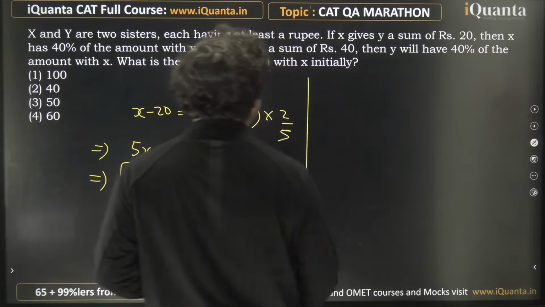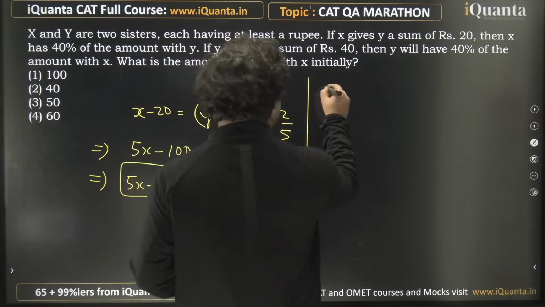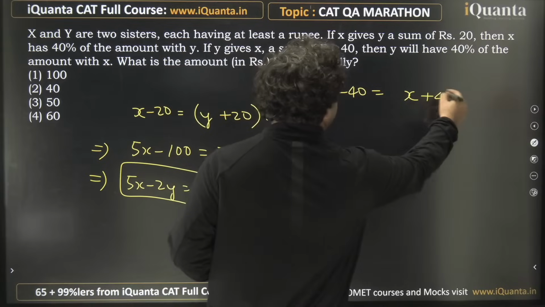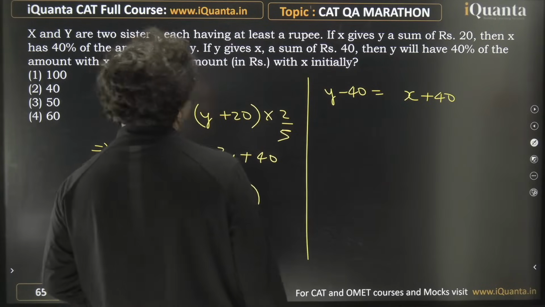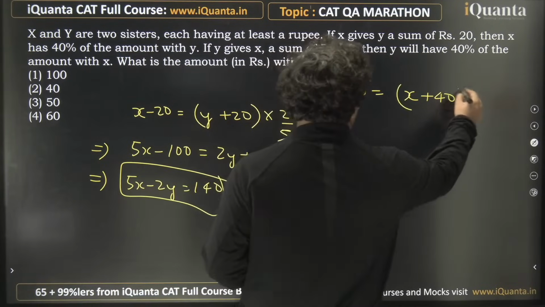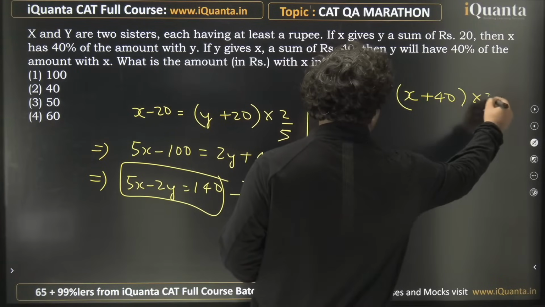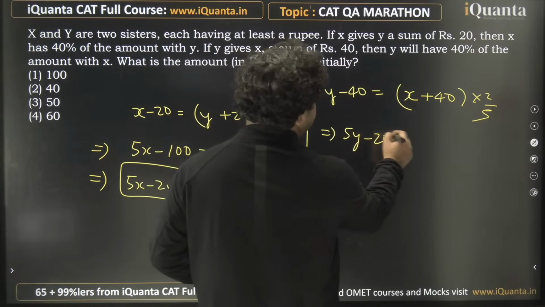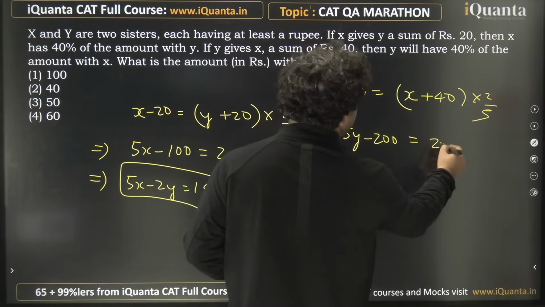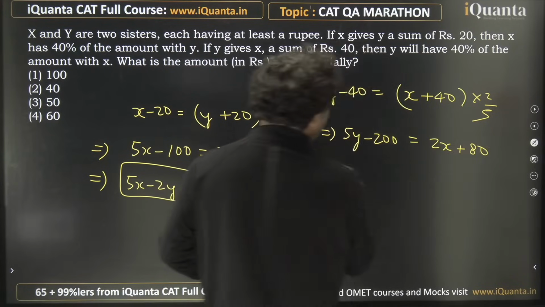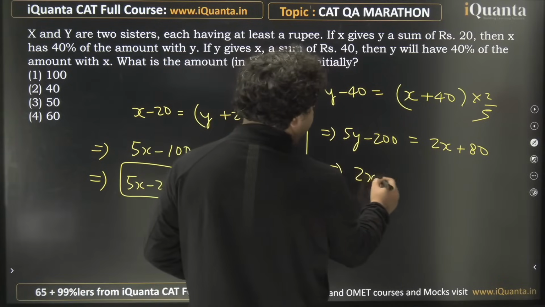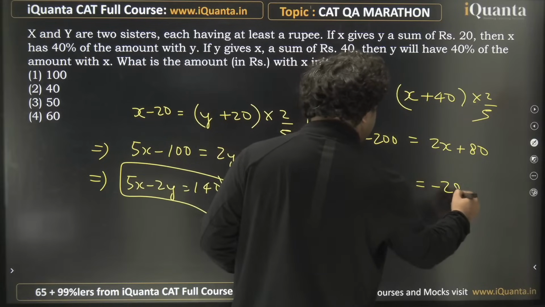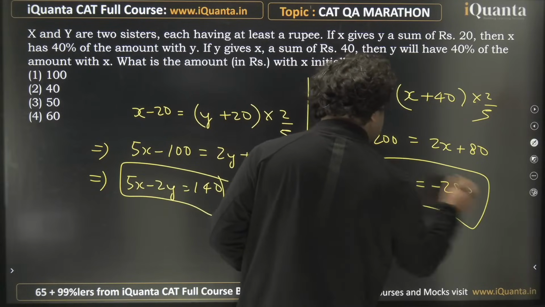If y gives x a sum of rupees 40, that means y will have y minus 40 and x will have x plus 40. Then y will have 40% of the amount with x. Multiply this by 2 by 5, again cross multiplication. 5y minus 200 is equal to 2x plus 80. I hope I'm doing it right. So we'll have 2x minus 5y is equal to minus 280. Let this be equation number 2.